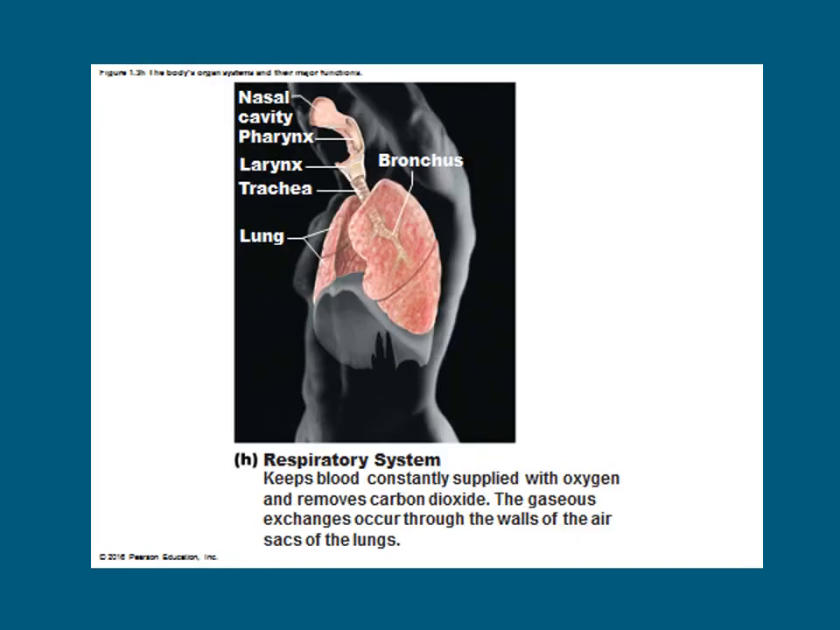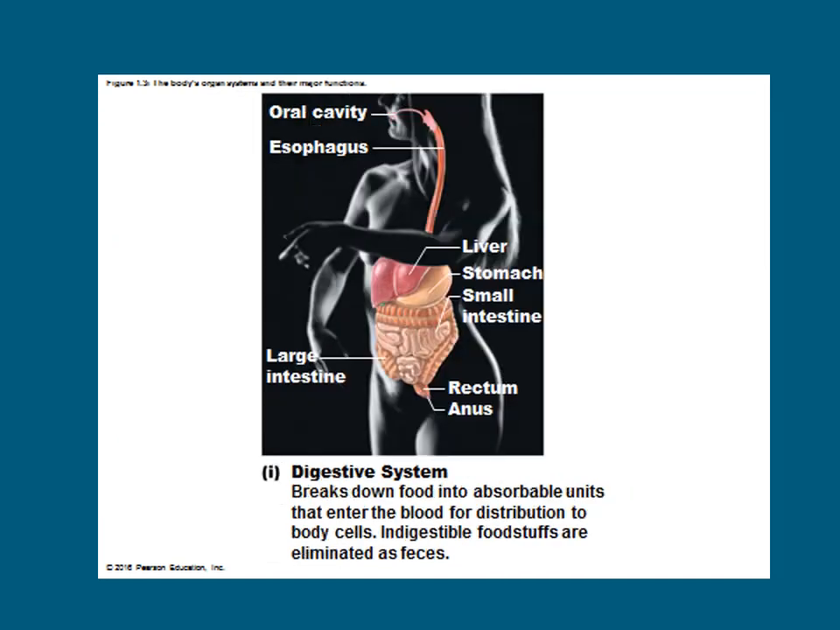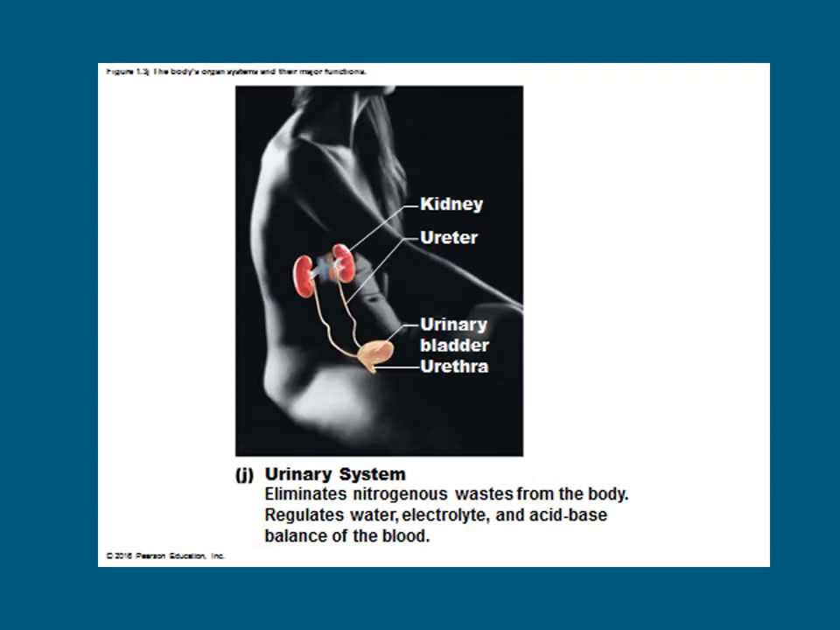Your respiratory system is dealing with the gas exchange, bringing in oxygen and getting rid of carbon dioxide. Your digestive system is taking in nutrients, breaking those nutrients down, and then having them absorbed into the body so that the body can use it basically for energy and survival. And then it will get rid of the waste.